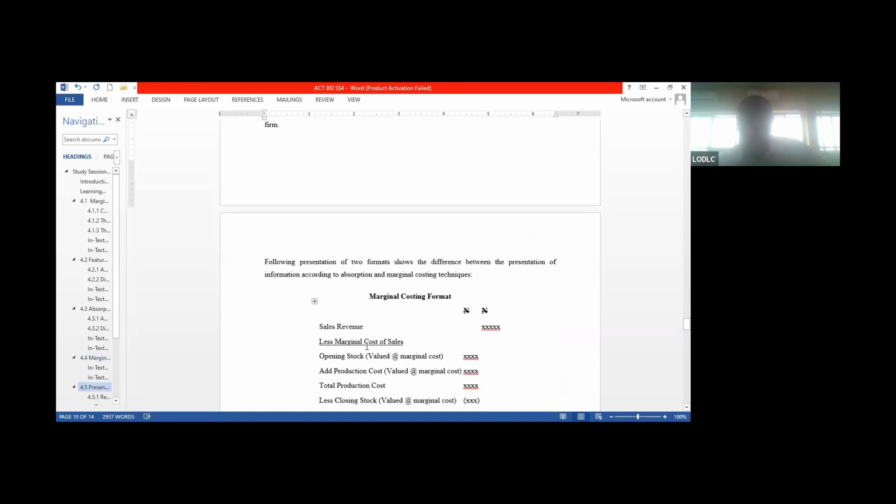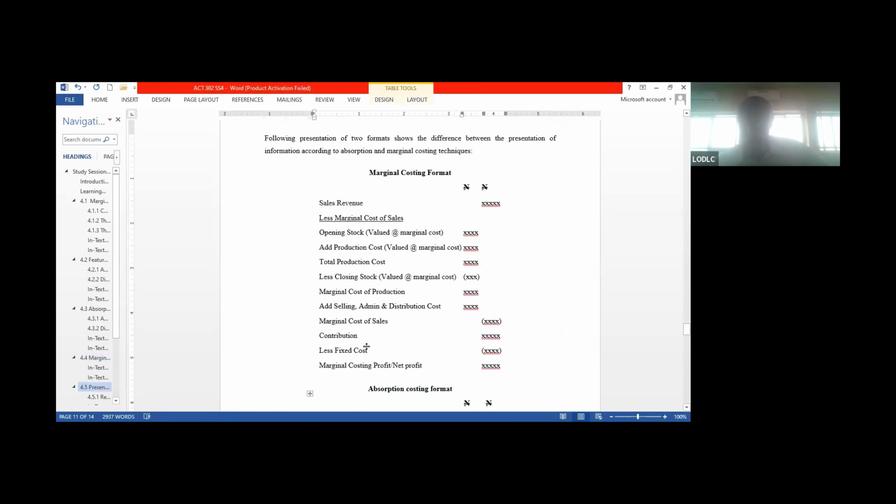So this is the format for marginal costing. You have the sales revenue, then your marginal cost of sales: opening stock at marginal cost, you add production cost valued at marginal cost, you get the total production. Then you less closing stock. When you less closing stock, all your stock are valued at what? Marginal cost. But when you get to absorption costing, it will be different. So that gives the marginal cost of production. Once you arrive at marginal cost of production, you add selling and distribution expenses, so you arrive at marginal cost of sales.